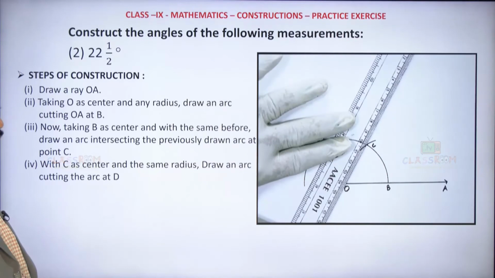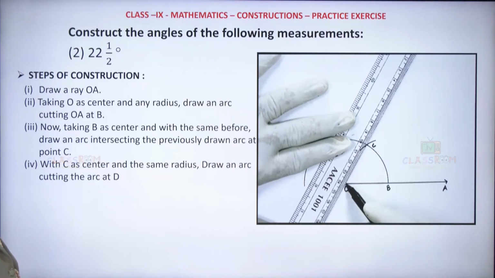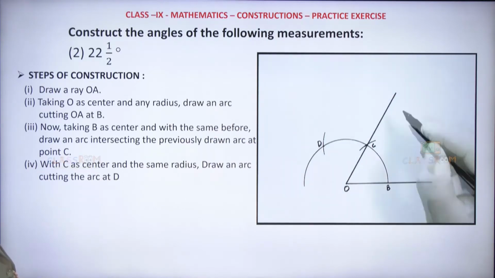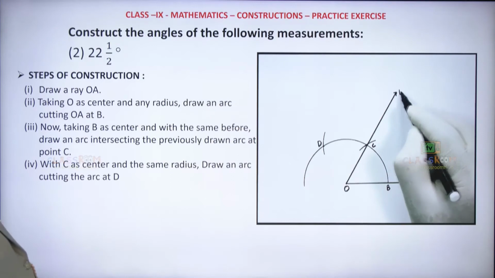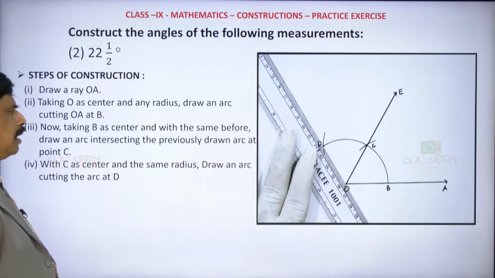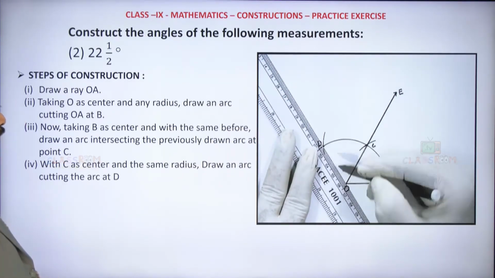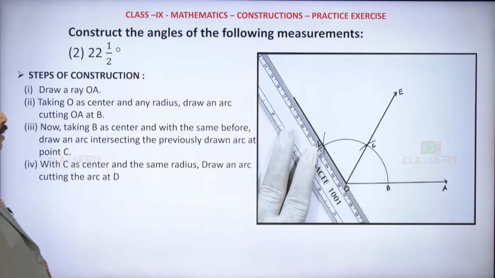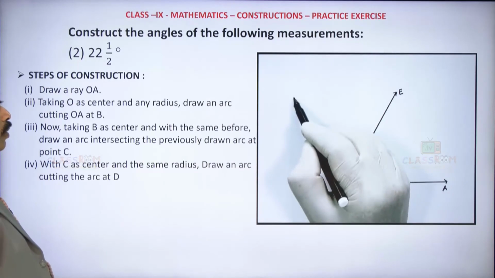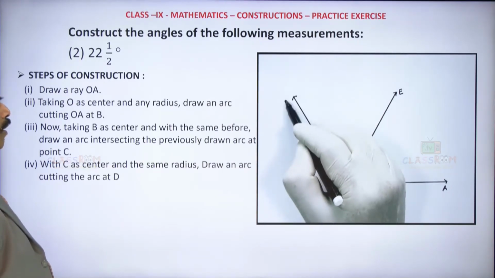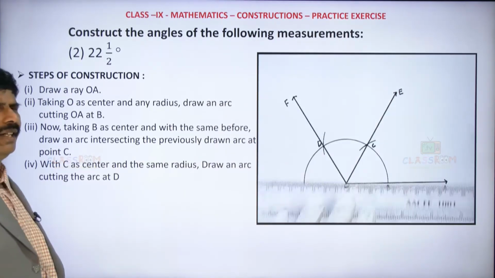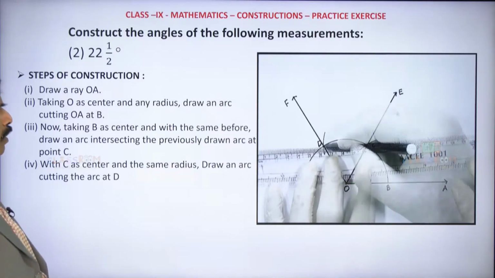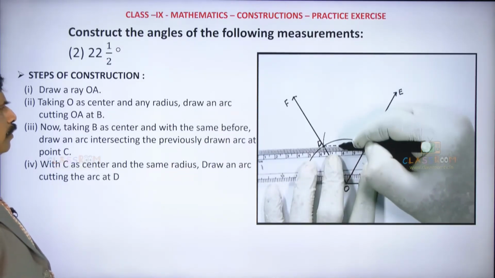Clear. So now draw one ray which passes through C. Name it as E. And draw another ray from O which passes through D. Name it as F. So what we are doing here, we are constructing 90 first. So just join CD.